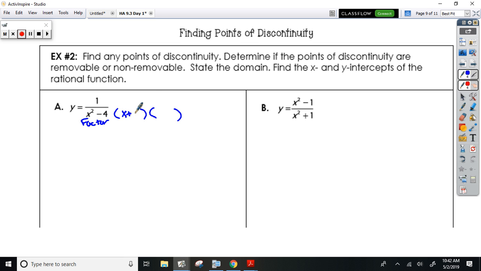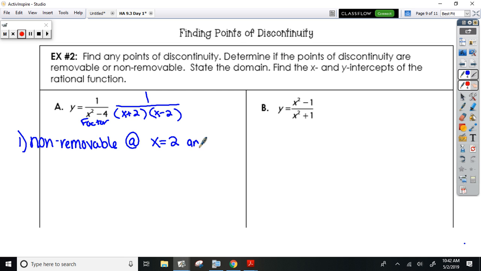X plus 2 and x minus 2. And then they ask us a ton of questions for these. So nothing is removable because we can't cancel anything out. So we're going to have 2 points of discontinuity. And it does want us to state, so this will be non-removable discontinuities at where? X equals 2 and at x equals -2.